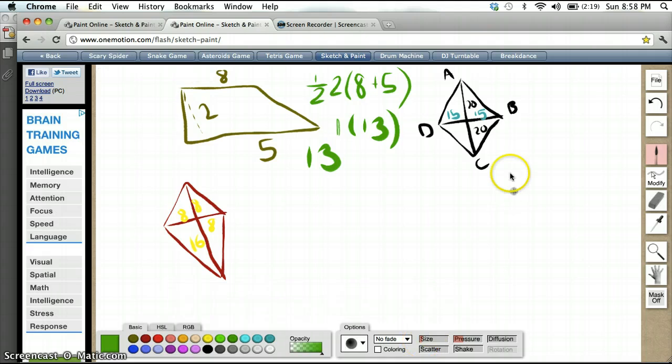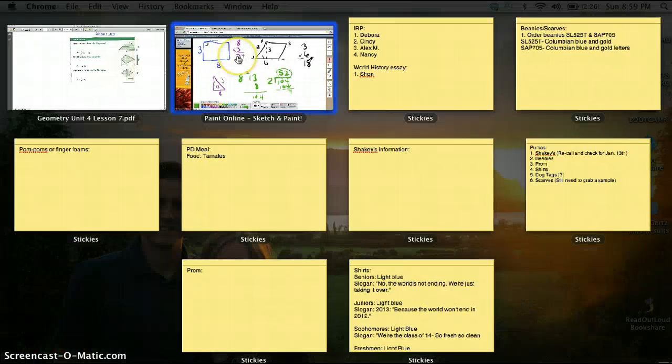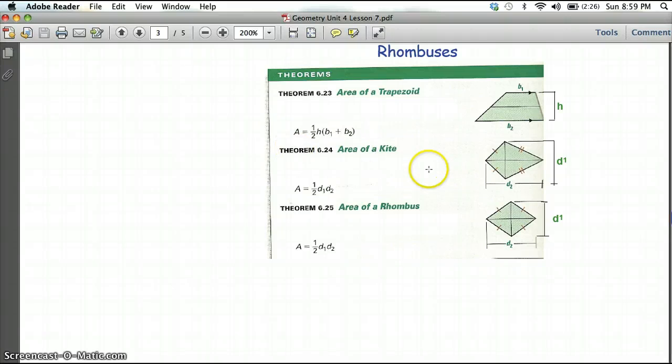Okay, now let's look over here. This is your rhombus, and remember, your rhombus is 1/2 diameter 1 times diameter 2. Now if you look here, remember in a rhombus, your diagonals are congruent. So if this is 20, then this side has to be 20. And if this side's 15, then this side is 15. So let's go back to our example here.